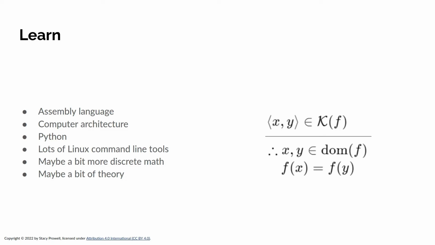Maybe a little more discrete math. So over on the right, you see a little schema which says that if the ordered pair x and y is in the kernel of f, then I am allowed to conclude something about the points being in the domain and the function being equal at those two points. So we'll see that kind of thing come up. It'll be a little bit of notation that'll pop up, but nothing too fancy, right? We're not going to be inventing any new math along the way. Maybe a little bit of theory as well. So just get ready for that.